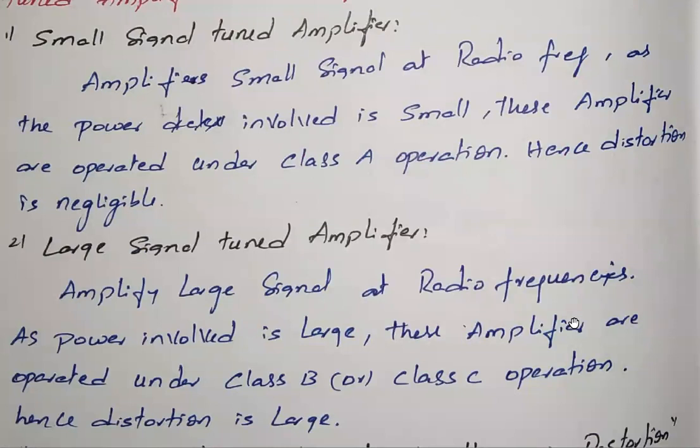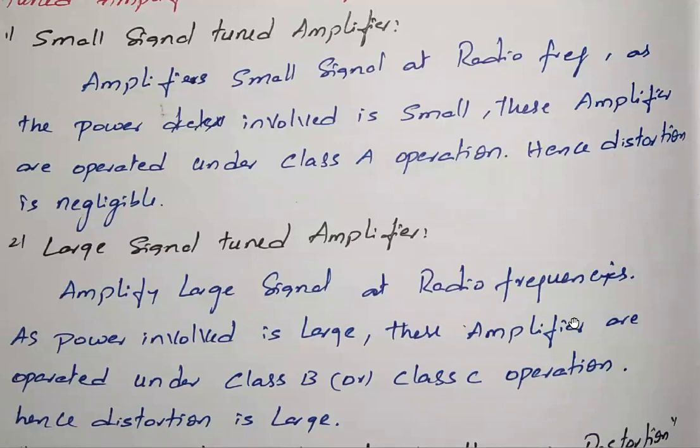The amplifier amplifies the small signal at radio frequency, and the power involved is small. These amplifiers are operated under class A operation. Small signal, the power delivery is low. We know for class A operation the distortion is small.